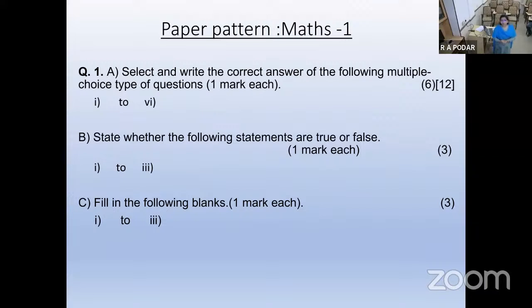In maths 1, we are having 3 questions. First question, in that A part, select and write the correct answer of the following multiple choice type of question. 1 mark for each. There are 6 sub questions. Attempt all, that is compulsory. As I have given already an example, as per that you will write your answer.